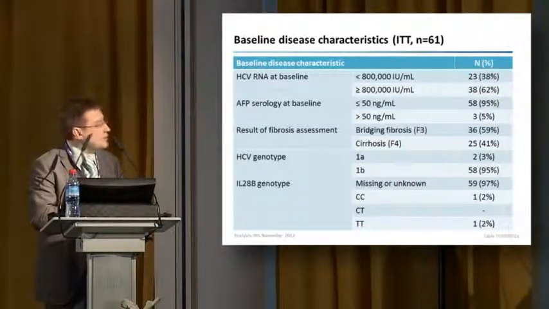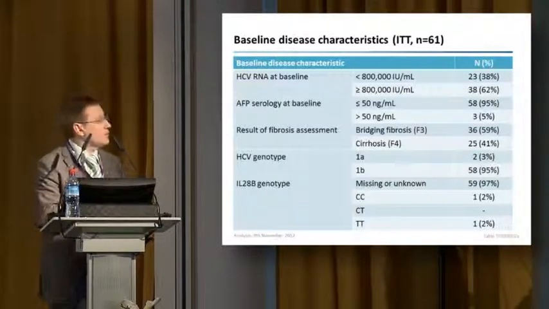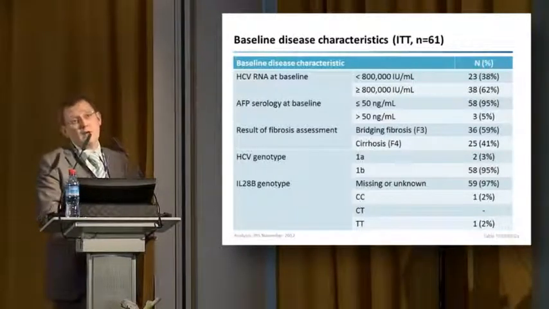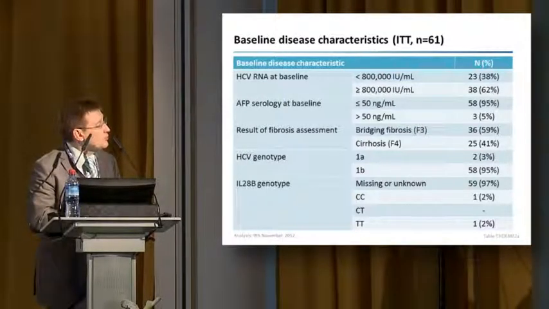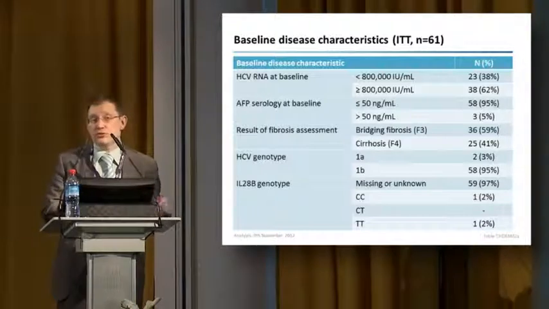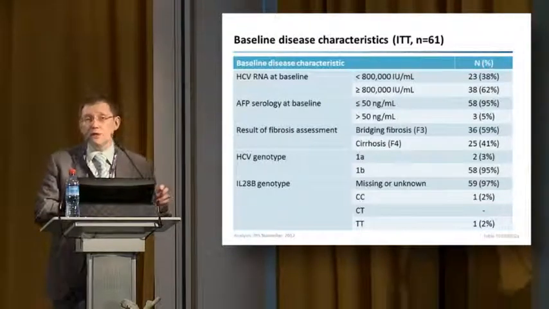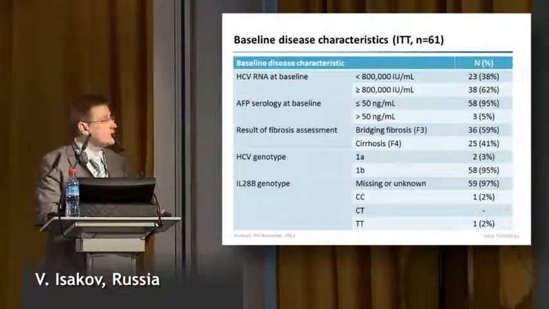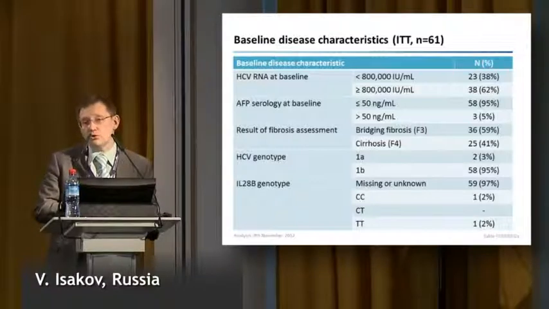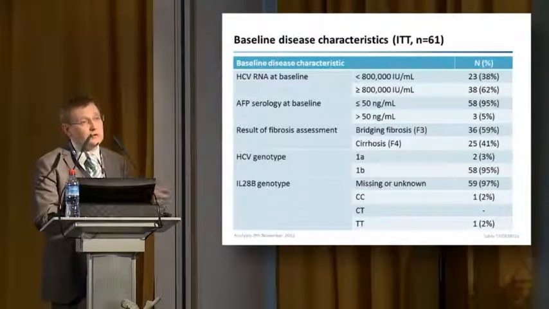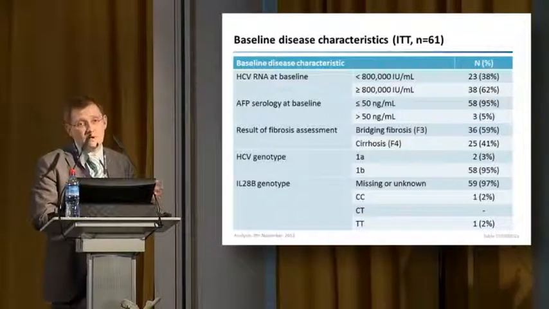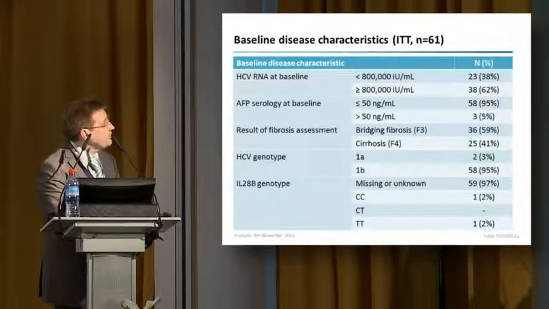As in many other studies, they are predominantly genotype 1b, 95%. Only 2 patients among 61 harbored genotype 1a. And for IL-28 genotype, you see this reflects the accessibility of these types of study. Missing or unknown. Unfortunately, because it's an early access program, it's not financed centrally, and the local hospitals do it themselves. You can see that 97% did not perform IL-28 genotyping. So this is a point that we can resolve in our country, to make this very important analysis for triple therapy accessible. Next slide, please.